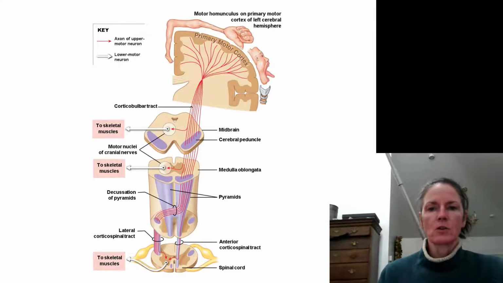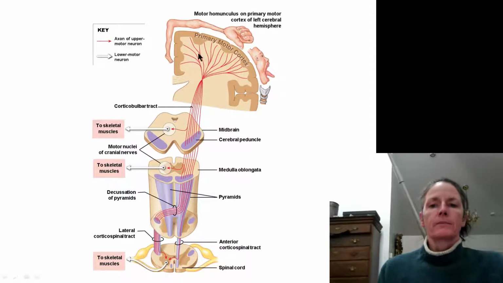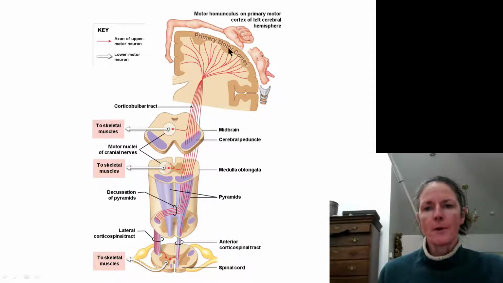All right, let's look at the corticospinal tract. So here we have our primary motor cortex. Here we have our corona radiata. We have our axons from our primary motor cortex from the upper motor neurons that are originating in here.